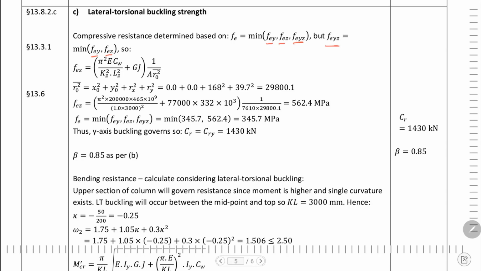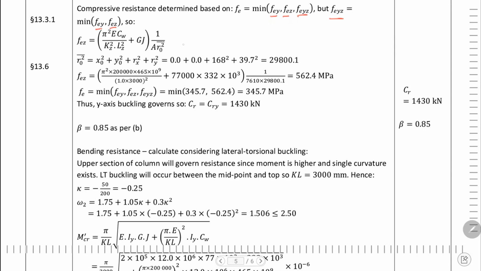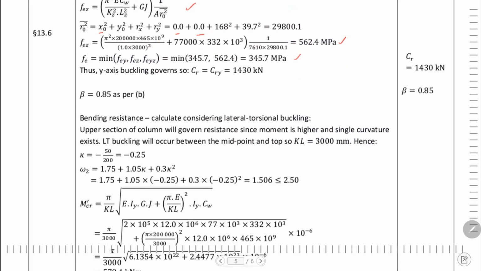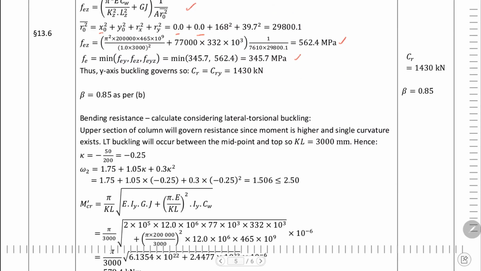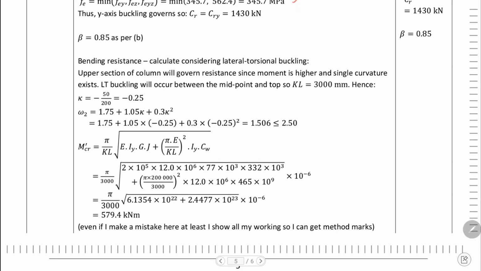So now we go through and we calculate our torsional stress. We get all our values. It's a doubly symmetric section, so x0 and y0 are 0. And we continue on, find our torsional stress, our lateral stress, FEY, calculated above, and y-axis governs, so it's from above. We can use that value.